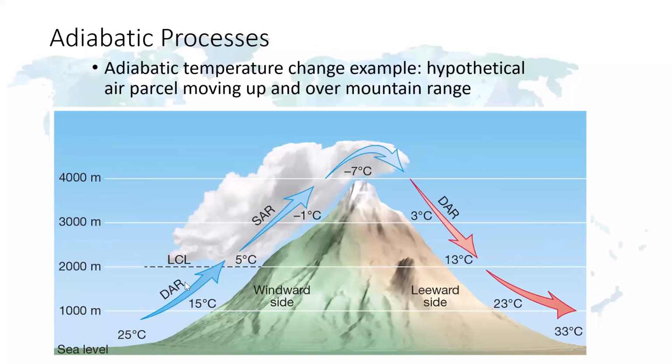Minus another 6 for another 1,000 meters brings us to -7. So this is showing us again how that rate of cooling changes based off of its dry adiabatic rate or its moist or saturated adiabatic rate. And so you can see how that transitions and how the temperature changes based off of the elevation and based off of whether or not that air parcel is dry or moist.